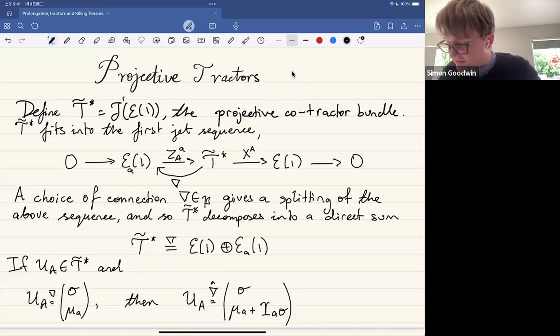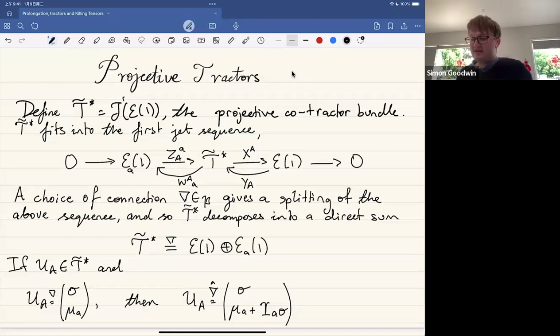And in fact, what we write for this is we give them other names. We call this one W. And of course, if we split on the left, we can then split on the right. And this one is called Y. And so our Z and our X are inherent on our manifold. We don't even need a projective structure to define them. They're just defined by this canonical exact sequence of the jet bundle. And the W and the Y depend on our choice of connection.